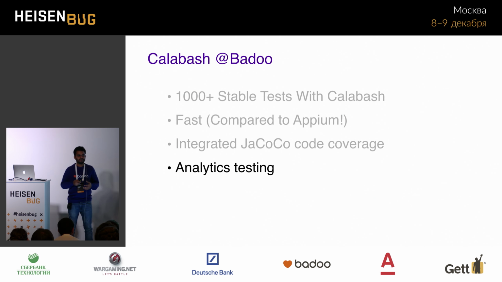We also do some analytics testing. So whenever our users do some actions on our application, we send some data to our analytics server, and we validate that data using Calabash. I'll talk about how we do it. So it has been really good. We are able to do some things which are otherwise not possible. And if you are more interested in how we do code coverage, there's a really nice blog post written by one of my colleagues, and it's available on our website, tech blog.